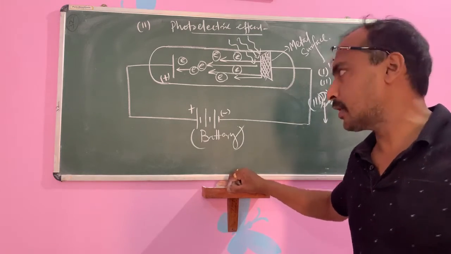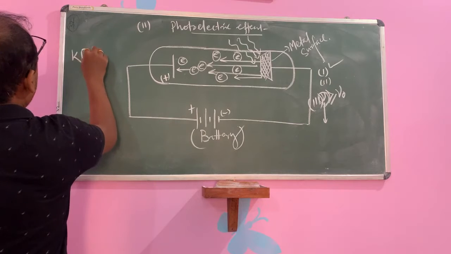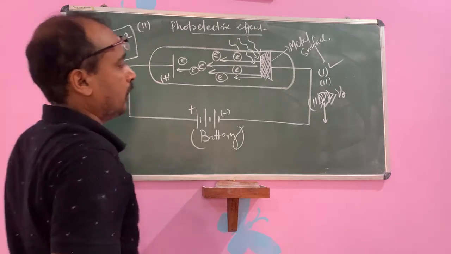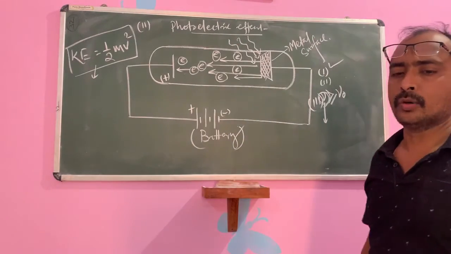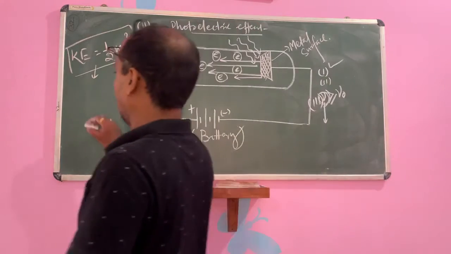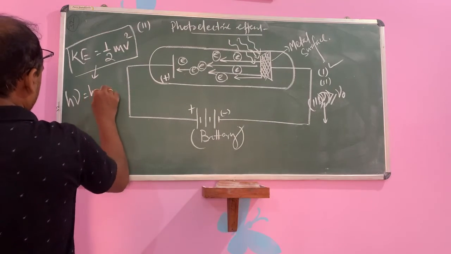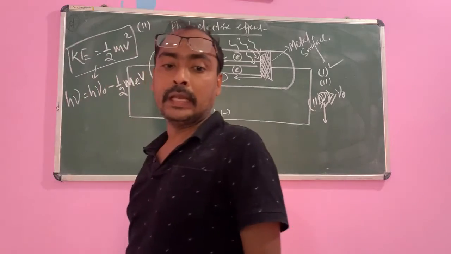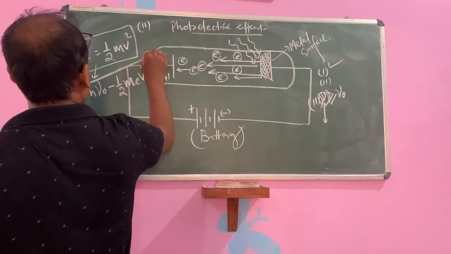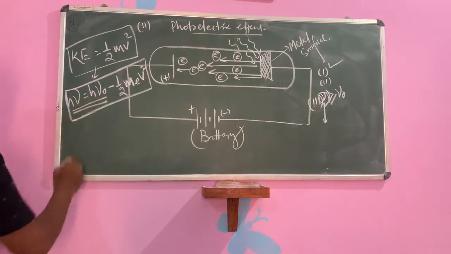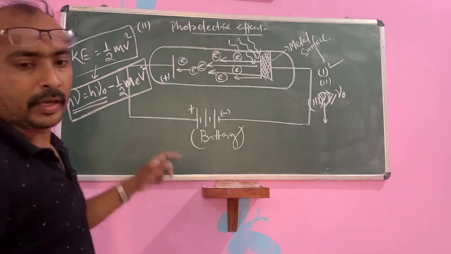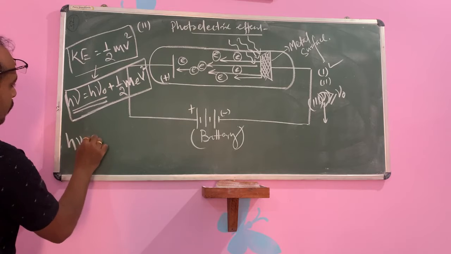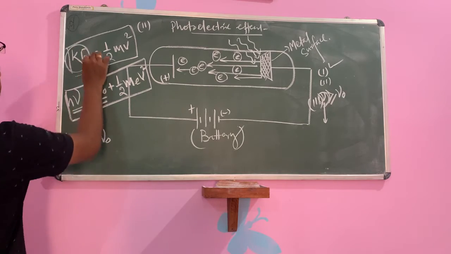Kinetic energy is equal to half mv squared. Substituting the value of the energy, children, hν is equal to hν0 plus half m_e v squared. So hν minus hν0 is the kinetic energy of the electron.